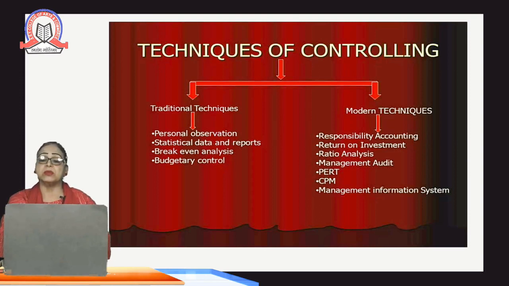Next is CPM, critical path method. This is also counted among the statistical formulas which are utilized to check the level of controlling. Another is MIS, that is Management Information System.